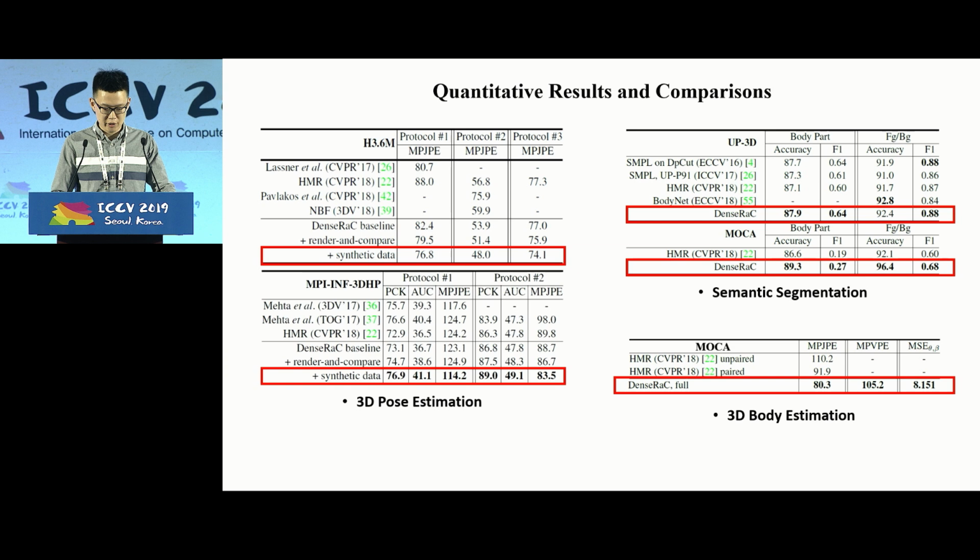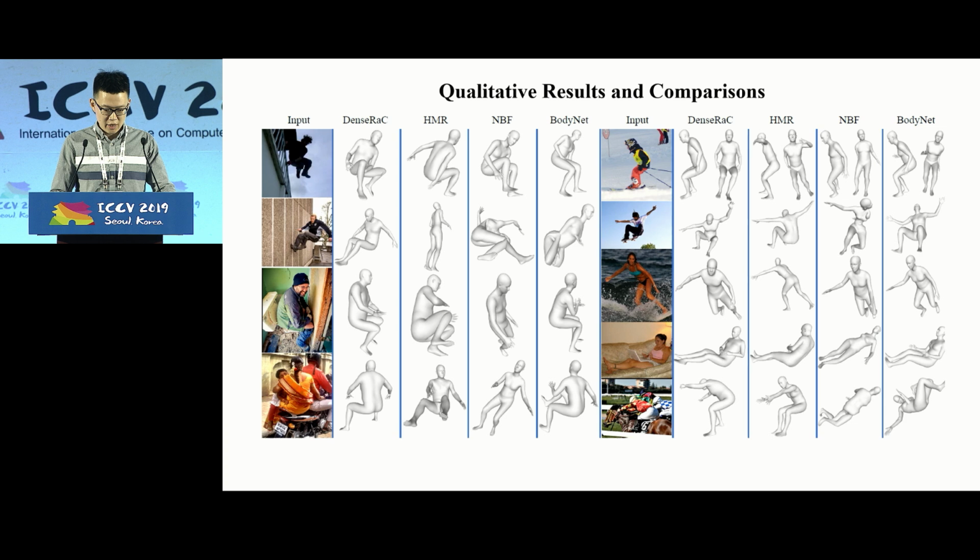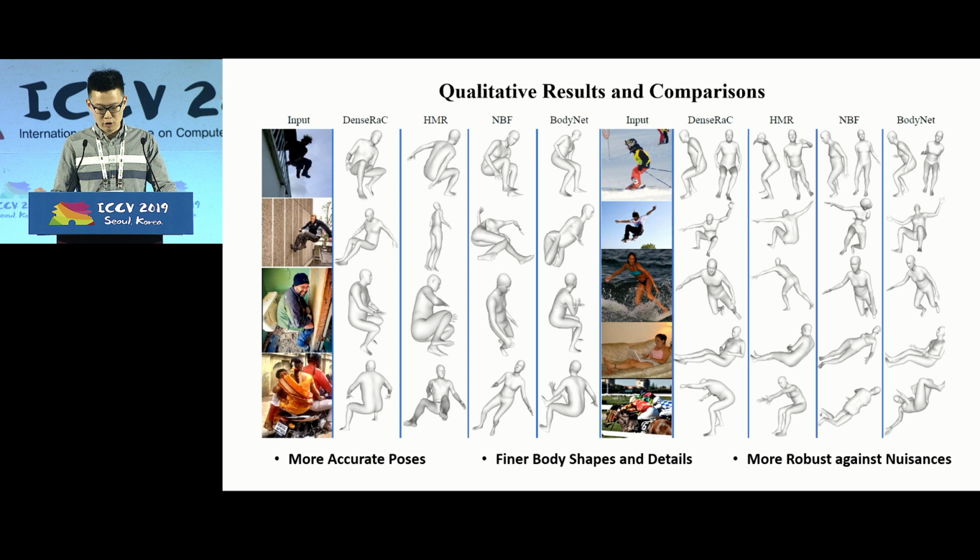So here are some qualitative results. As you can see, compared with other competitive methods, taking those realistic images from COCO as inputs, we can reconstruct more accurate poses. And we can also reconstruct finer body shapes and details. And it is also more robust against nuisances like textures, lights, shading, occlusions, and crowded people.